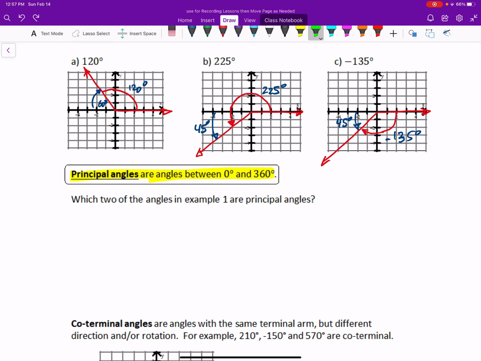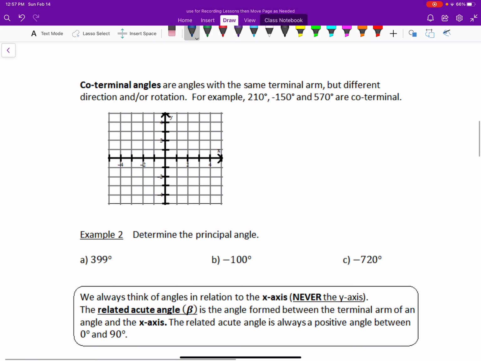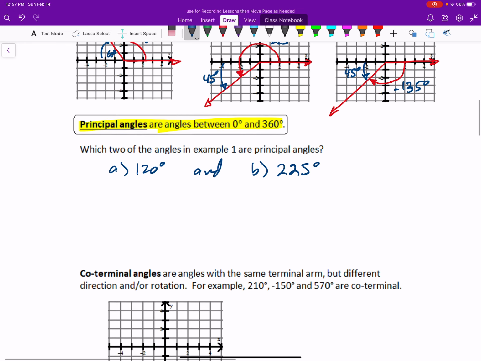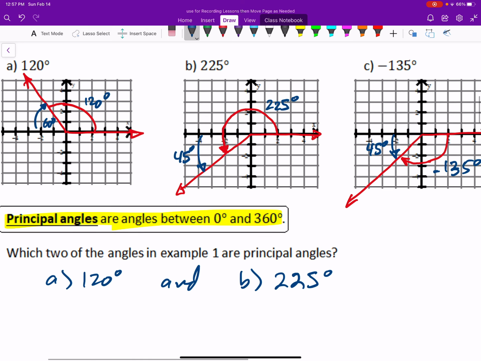So which of the two angles in example 1 are principal angles? Well, A and B are. C isn't, because it's negative. It's going the wrong direction to be a principal angle. Co-terminal angles are angles with the same terminal arm, but different direction of rotation. So B and C here are co-terminal angles. They both have the same terminal arm there in quadrant 3, but they're different angles, but they really represent the same terminal arm on the Cartesian plane.